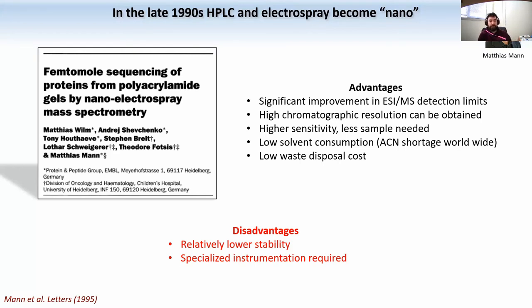So basically, people worked hard to generate HPLCs that pump liquid in the nanoflow range, so in nanoliters per minute, and with a very, very low flow rate, the ionization efficiency becomes much more efficient. Your sample is more concentrated. You can use much, much less material. And that's actually how we do it today.